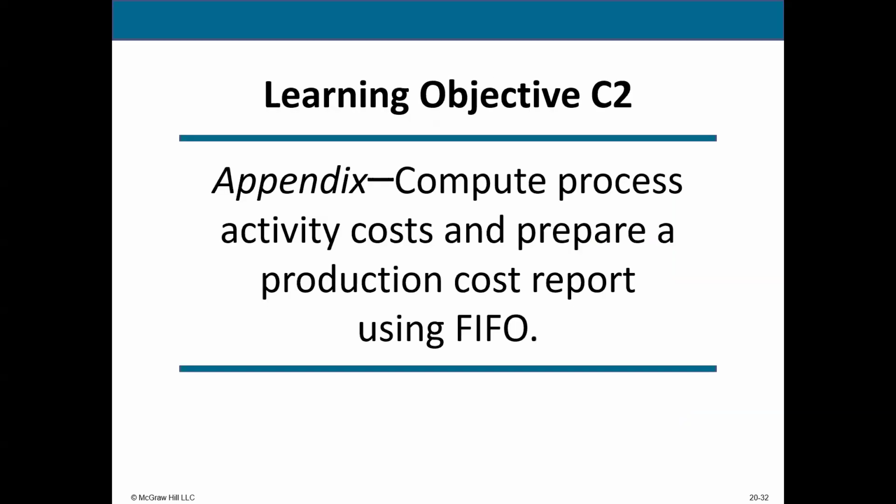Earlier we went through the 4 steps as they relate to the process activity costs. We went through the 4 steps. I showed you the weighted average method. Now I'd like to walk through very briefly the first in, first out accounting method.